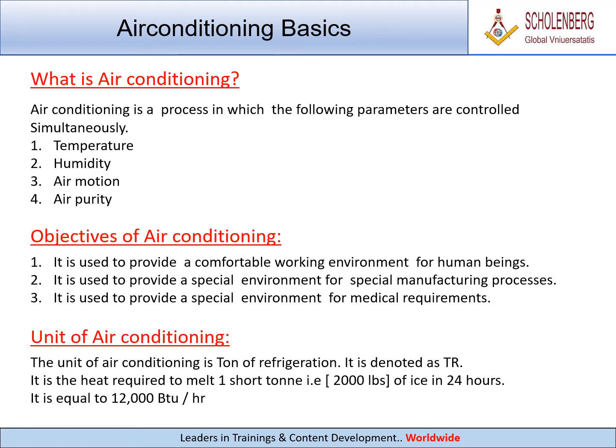Unit of air conditioning. The unit of air conditioning is ton of refrigeration. It is denoted as TR. It is the heat required to melt 1 short ton, that is 2,000 pounds of ice, in 24 hours. It is equal to 12,000 BTU per hour.